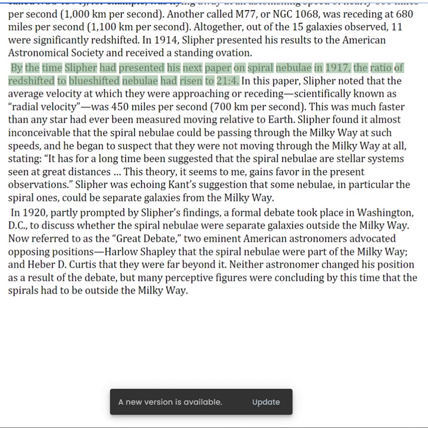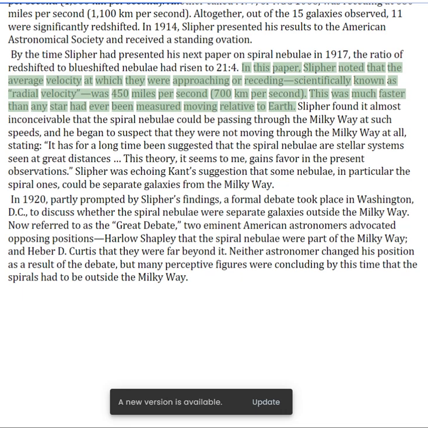By the time Slipher had presented his next paper on spiral nebulae in 1917, the ratio of redshifted to blue-shifted nebulae had risen to 21:4. In this paper, Slipher noted that the average velocity at which they were approaching or receding, scientifically known as radial velocity, was 450 miles per second. This was much faster than any star had ever been measured moving relative to Earth.